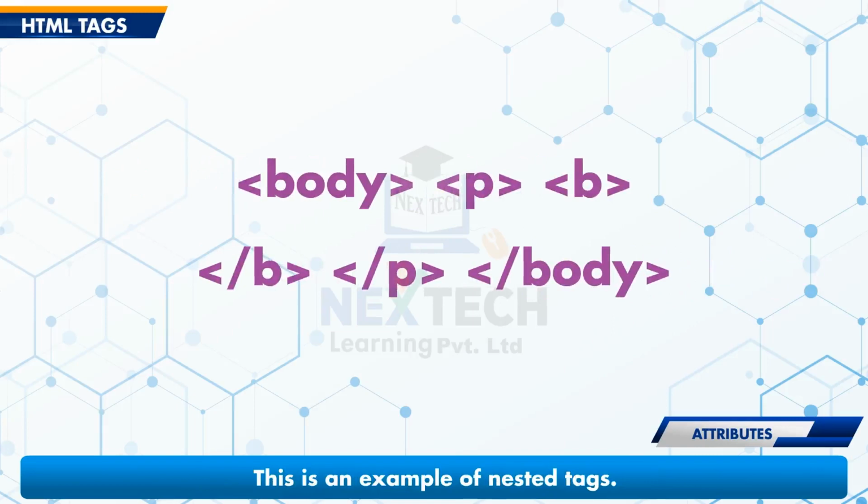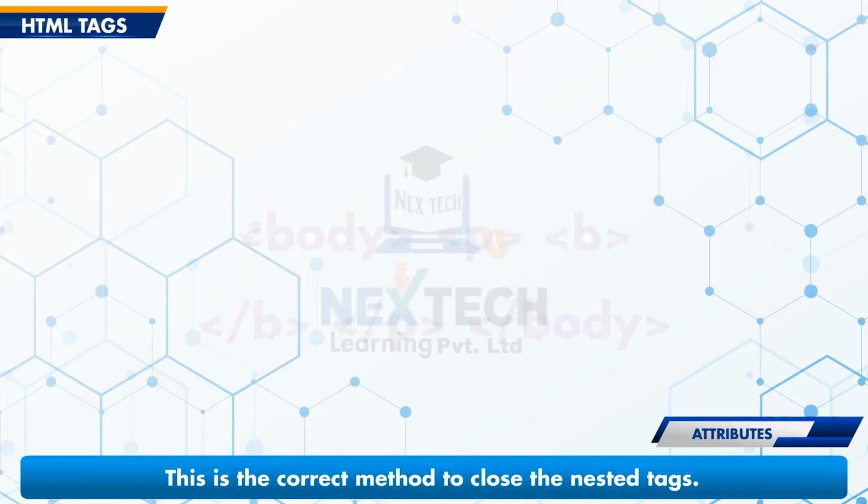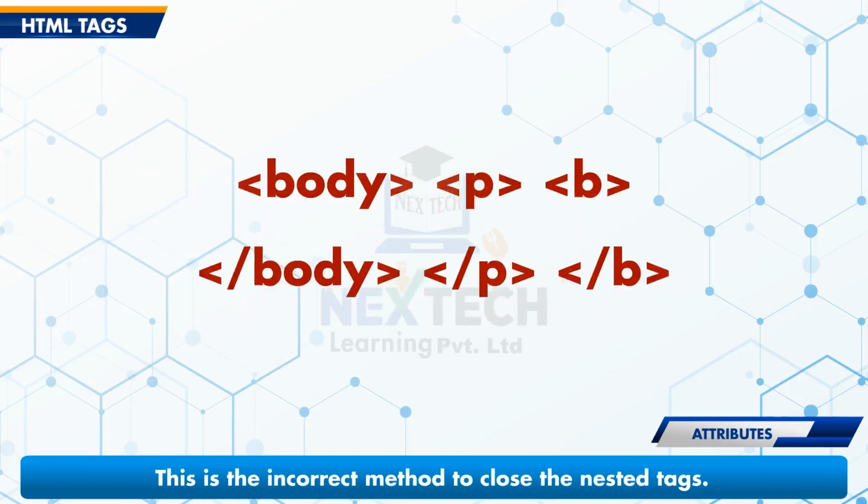This is an example of nested tags. Observe carefully. In this example, the tags did not close in the order they open. Rather, they close in reverse order. This is the correct method to close the nested tags. This is the incorrect method to close the nested tags.